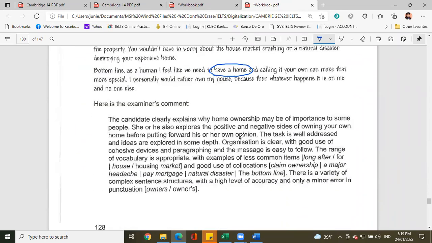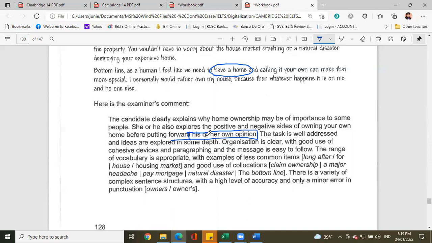So the candidate clearly explains why home ownership may be of importance to some people. She or he also explores the positive and negative sides of owning your home before putting forward his or her own opinion. So, ang issue ko lang talaga, yung opinion mo is not logical, no? Your opinion has to make sense. It has to conform to the laws of logic, di ba? It's like being in a courtroom. I'm training you for that, eh.